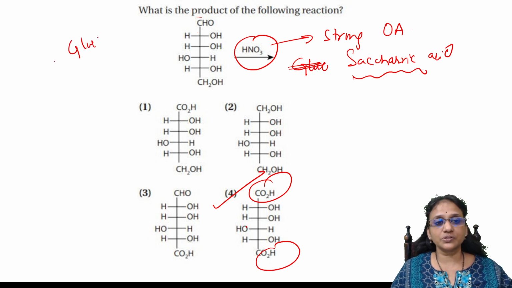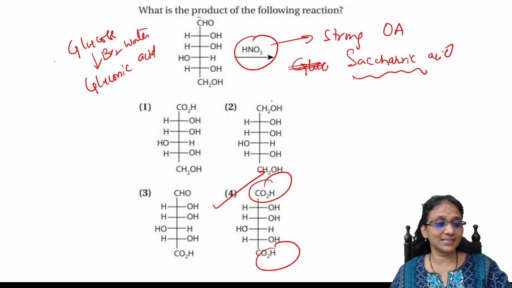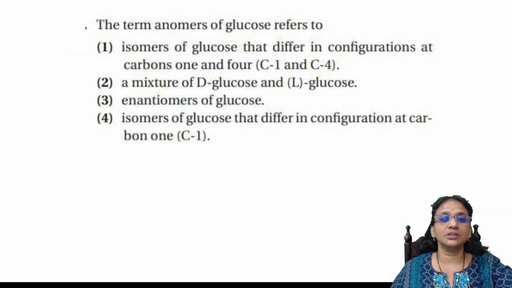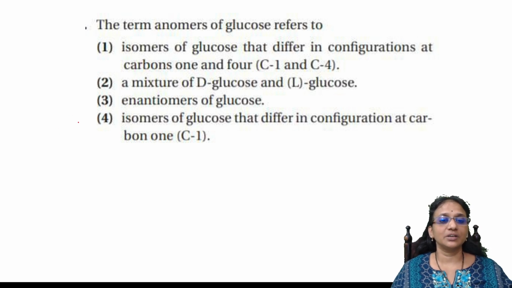So glucose with bromine water gives gluconic acid, and glucose with nitric acid gives saccharic acid. All right. Next, let us see the next question. The term anomers of the glucose refers to. I said just now. Those are the isomers at C1 position.